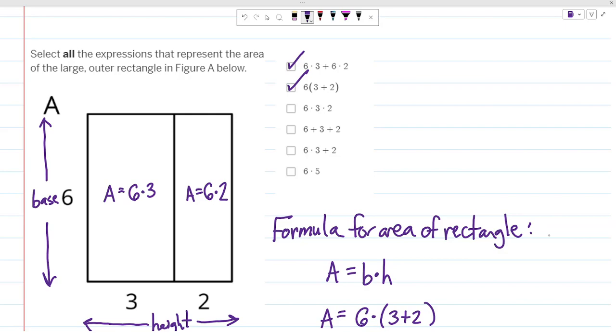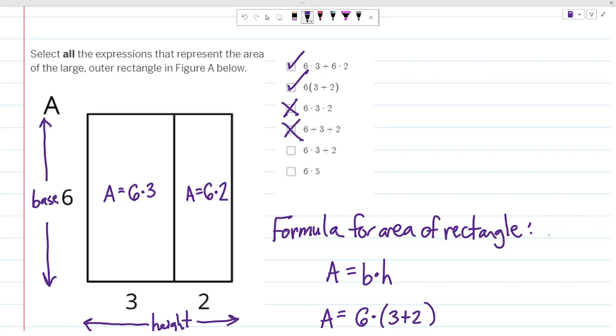6 times 3 times 2, that's going to be too much. 6 plus 3 plus 2, that's not really finding area. That's finding, like, how long would you walk if you walked down this side and then you went over this way. It's really like finding half of the perimeter of this shape, but regardless, definitely not the area.